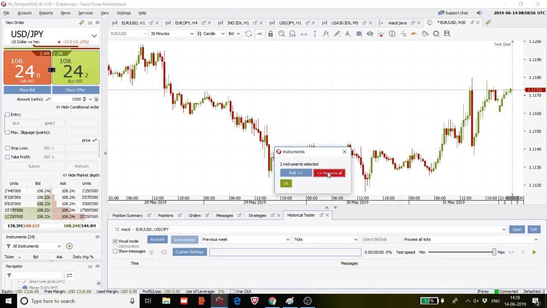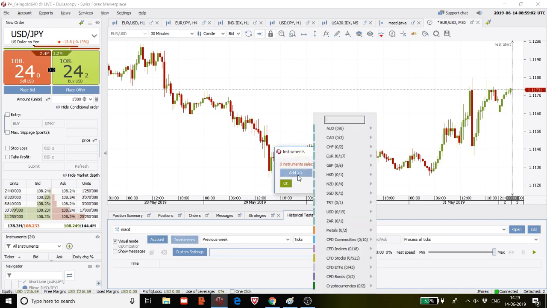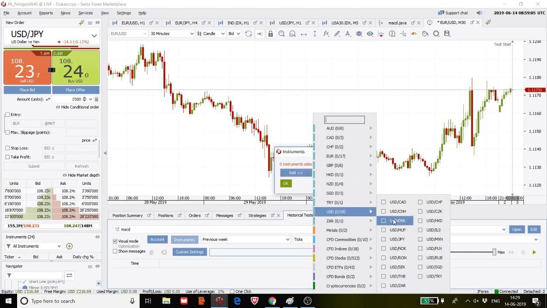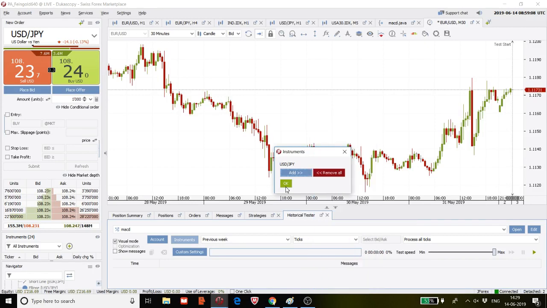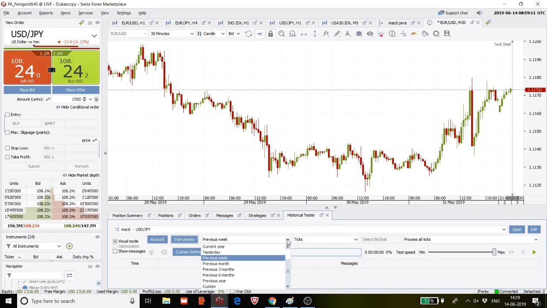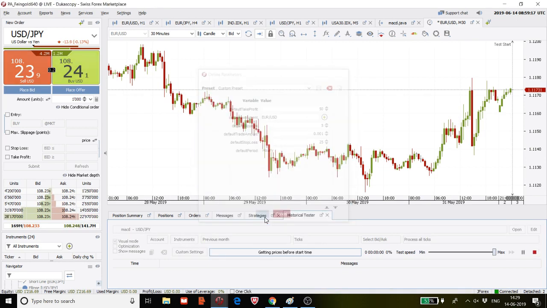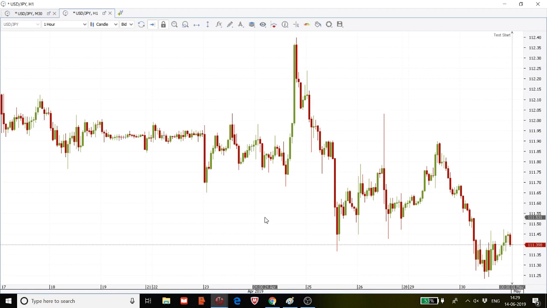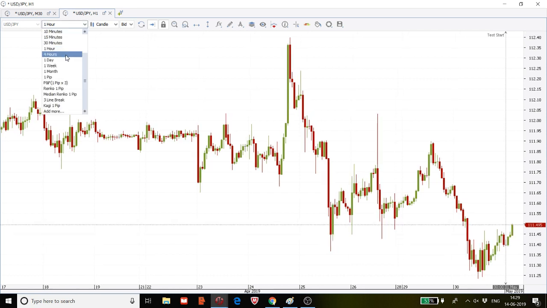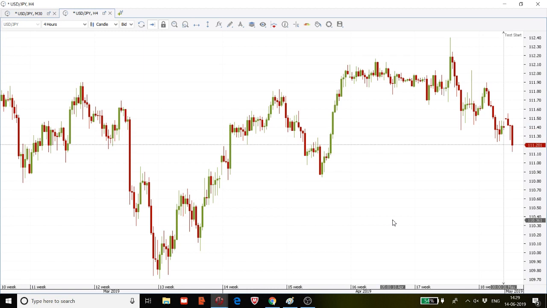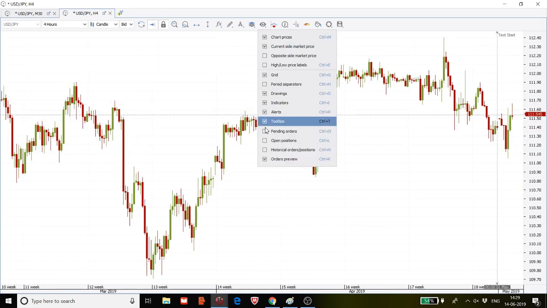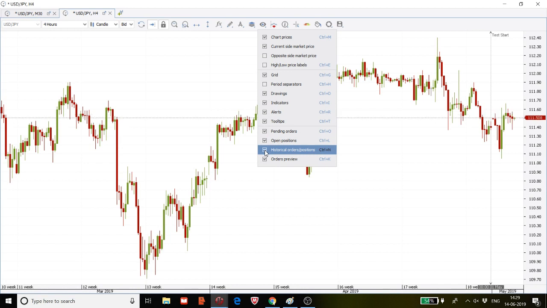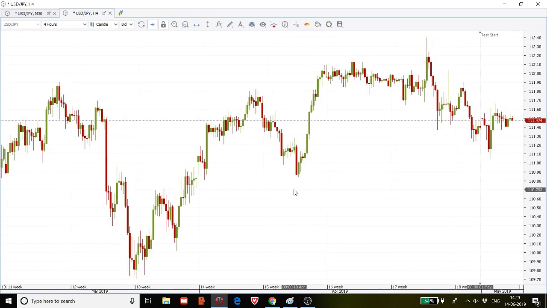Instruments. Remove all. Okay, then I will add the instrument, USD and then USD JPY. Okay, so let us check previous month and then click on test. Yes, test run started. Let me check the visual things. Click on all the blocks. So when the strategy opens a trade, it will be visible to us.